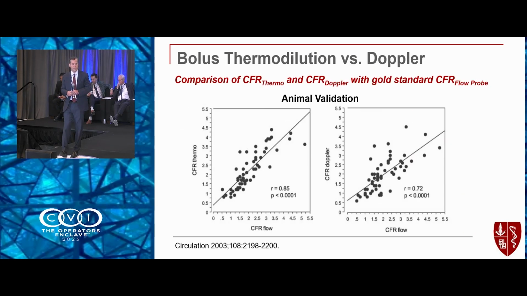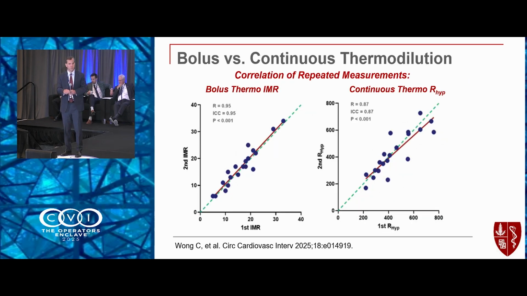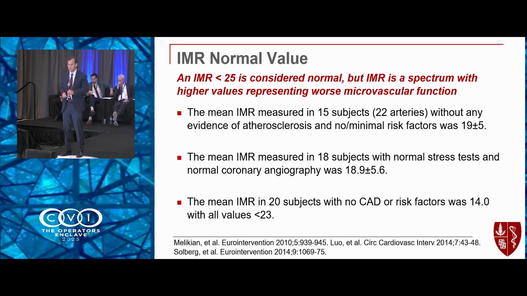We did an animal validation a number of years ago where we had a flow probe around the LAD of pigs as our gold standard, and we compared the bolus thermodilution to that on the left side. You see a very good correlation. We also did Doppler measurements on the right-hand side, and the thermodilution seemed to correlate just as well, if not slightly better. We also just recently published this looking at the bolus technique of IMR versus the continuous technique, also showing that the bolus thermodilution is very reproducible on 2 repeated measurements.